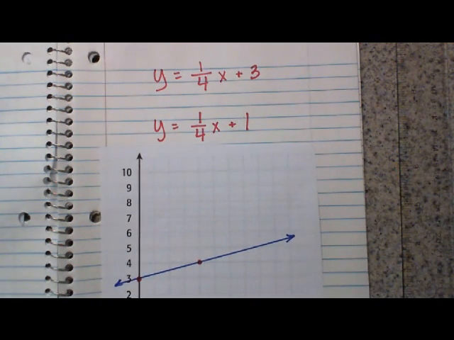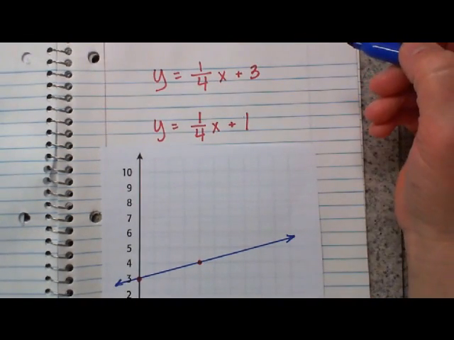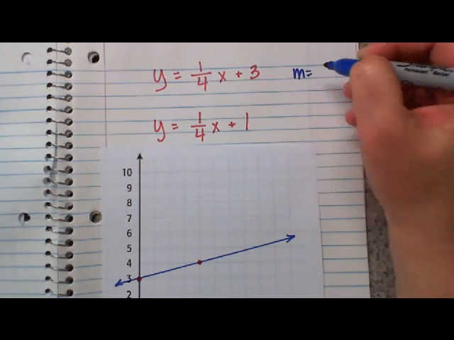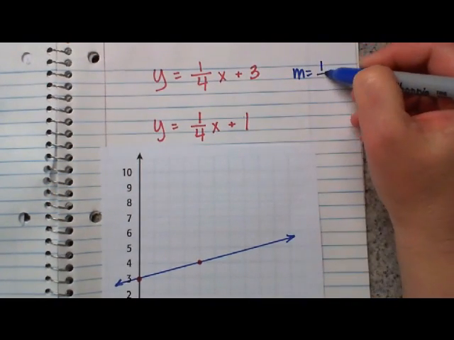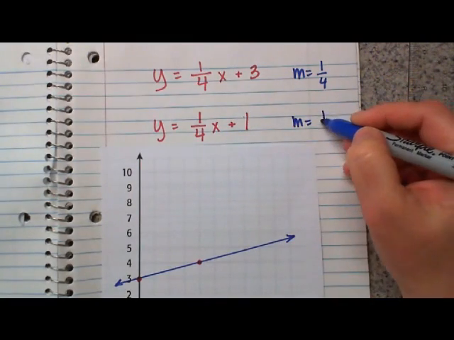There's 1/4 in each one. And there we go. And it's in the place of the slope. So the slope for this line is 1/4, and the slope for this line is 1/4.